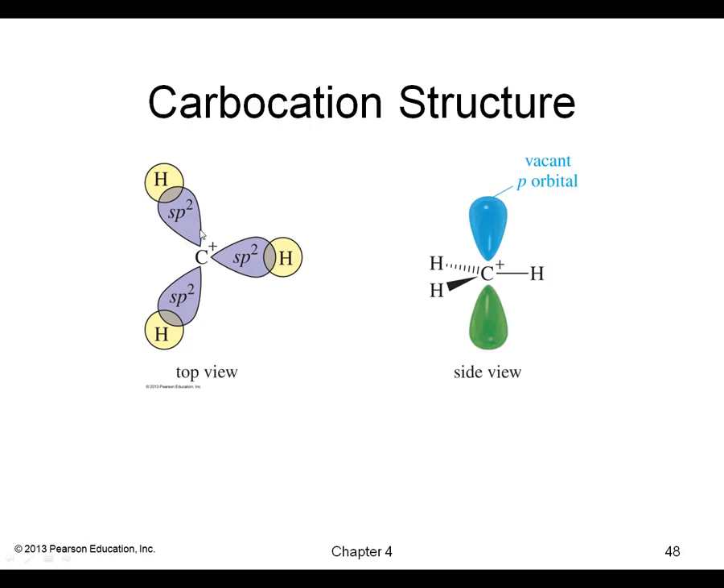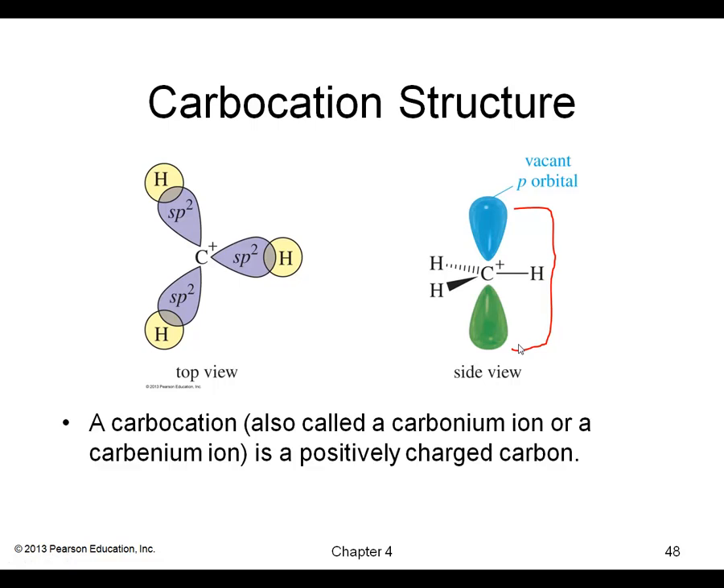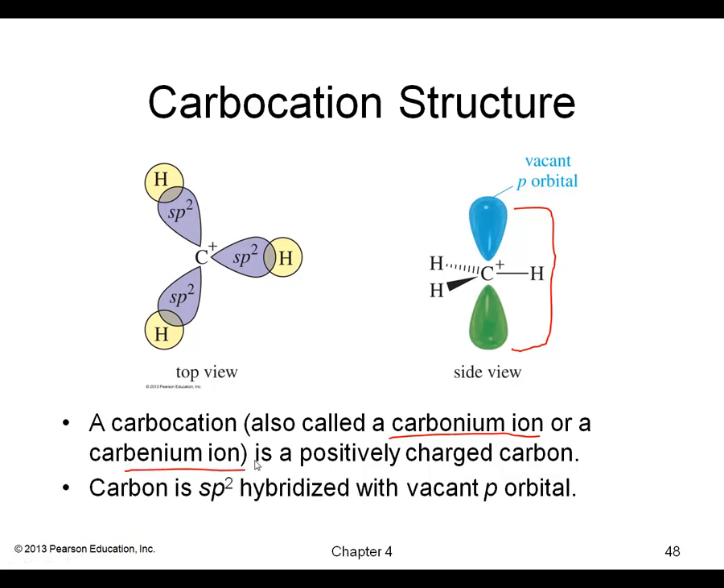Carbocation structures, okay, they form on sp2 carbons, and the big thing that you'll want to remember is that they have an empty p orbital associated with them. The carbocation is also called the carbonium ion and also called the carbenium ion. Okay, so remember that it's sp2 hybridized with an empty p orbital.